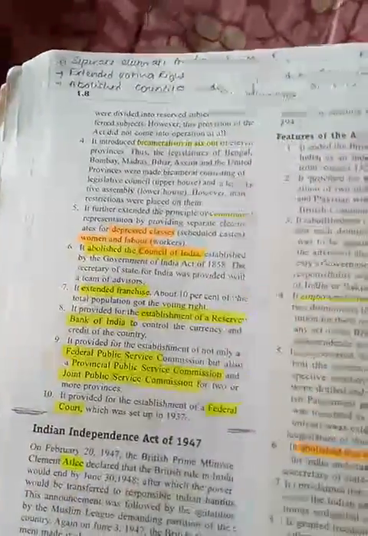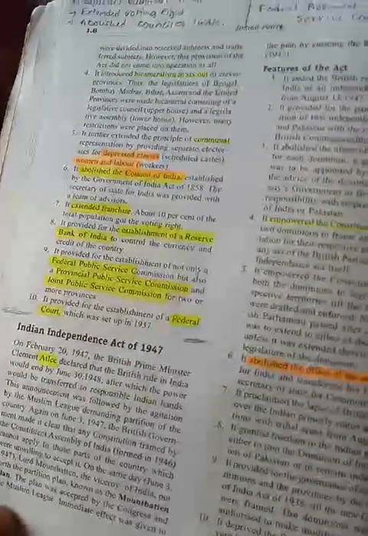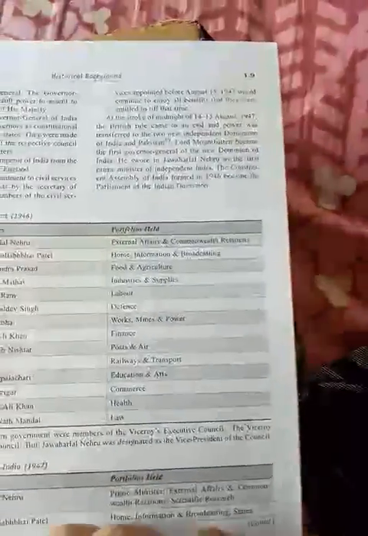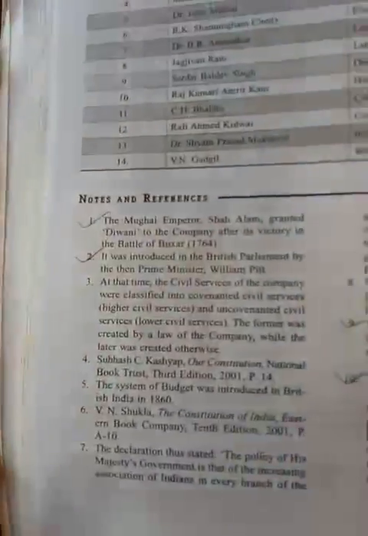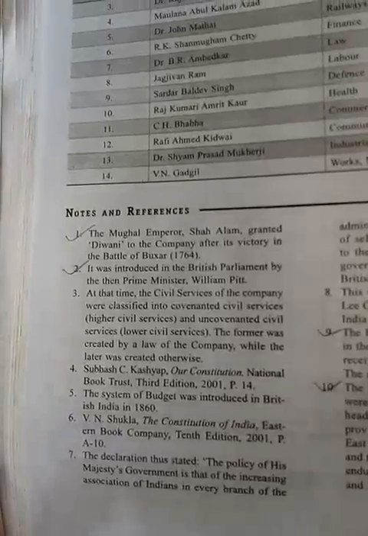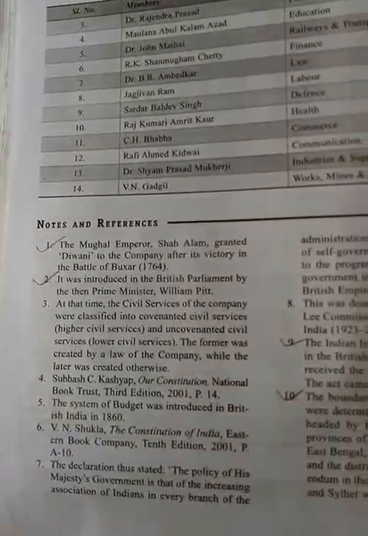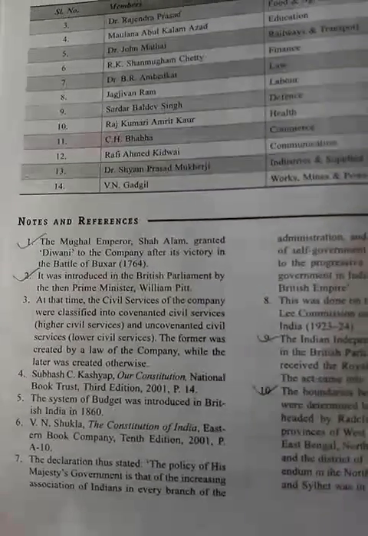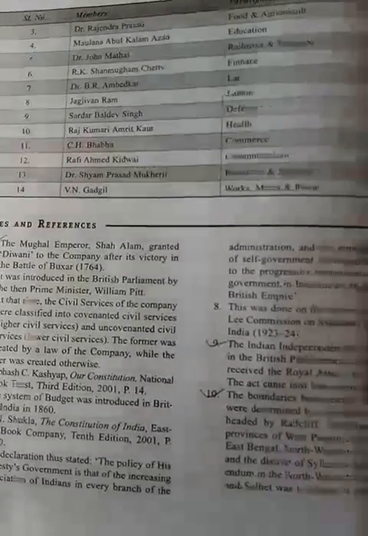So this was all, guys. The Indian Independence Act of 1947 is not at all important from the point of view of prelims. In the notes, you need to see two points. The Mughal Emperor Shah Alam granted Diwani to the company after his victory in the Battle of Buxar in 1764, and it was introduced by the British Parliament by the British Prime Minister William Pitt.